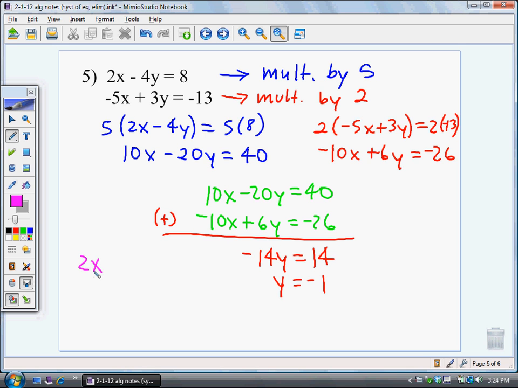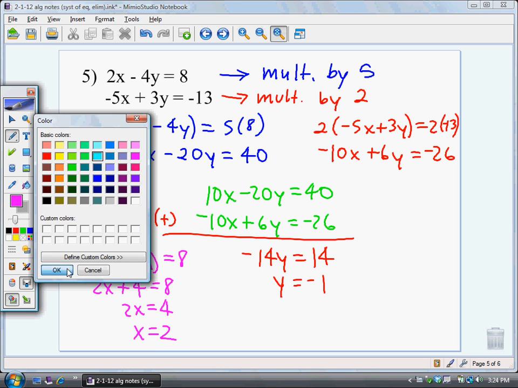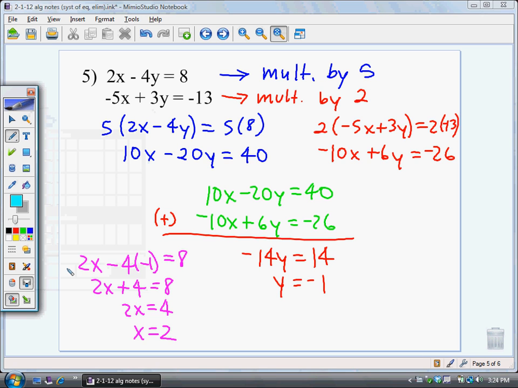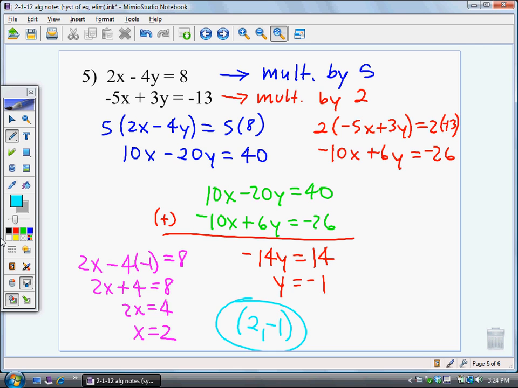You have 2x minus 4 times negative 1, and that equals 8. So 2x plus 4 is equal to 8. 2x is equal to 4. And x is equal to 2. And so once you have that, you can get your solution, which is (2, -1). And then you can plug into the original equation and make sure that that works.